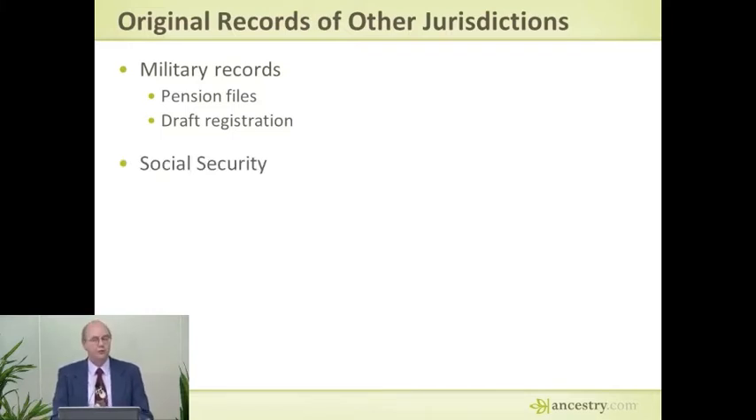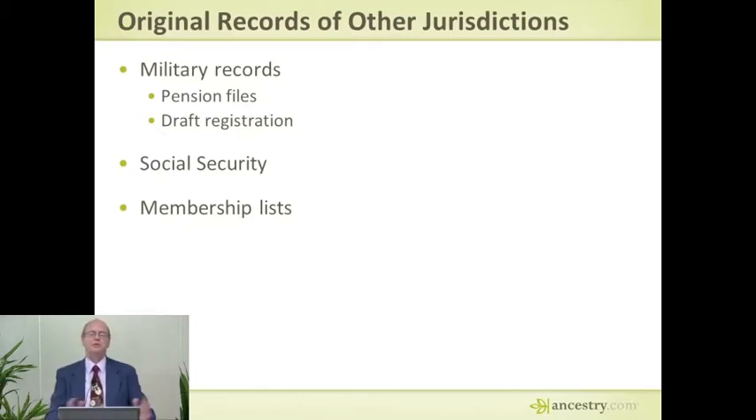Don't forget Social Security. If your ancestor lived into the 1940s, he probably filed for Social Security. And on the form, they asked for a birthplace and parents' names. Don't overlook that opportunity. They might not be in the Social Security Death Index, but they may still be there. Membership lists. Your ancestor probably belonged to an organization. He might have belonged to, in Cincinnati, there was a German Pioneer Society.